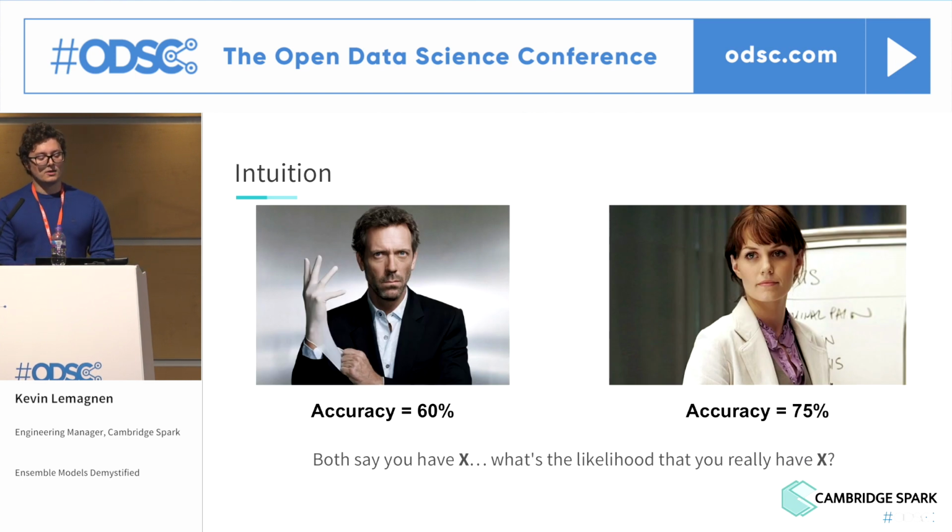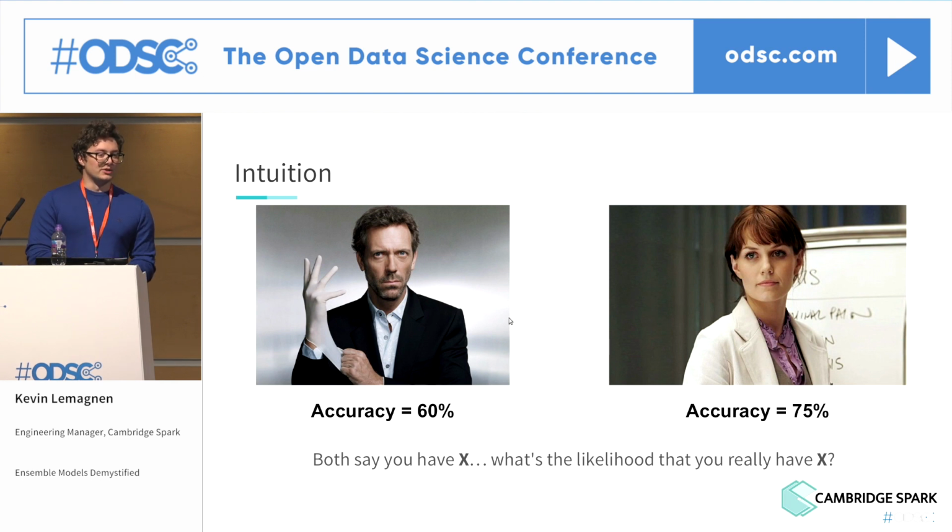Just a little bit of intuition. Why are we even doing that? Why are we bothering ensembling simple models together? Well, let's take this problem. You have access to two doctors and you get all their records, and you're able to compute the accuracy of each one of your doctors. The first one has 60% accuracy on past data on previous patients. The second one has 75% accuracy.